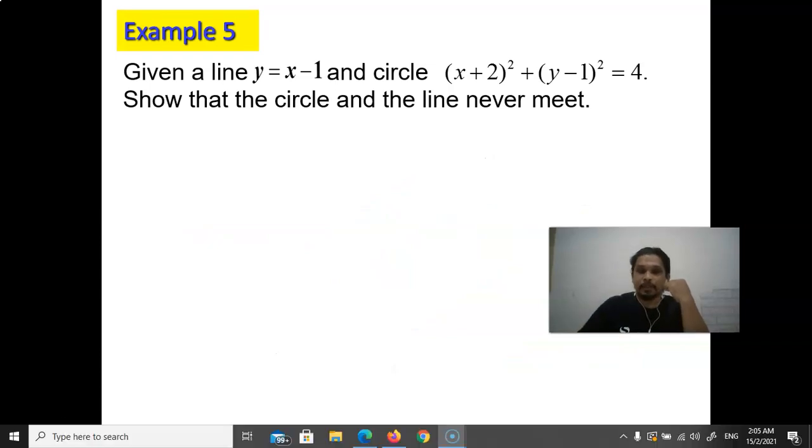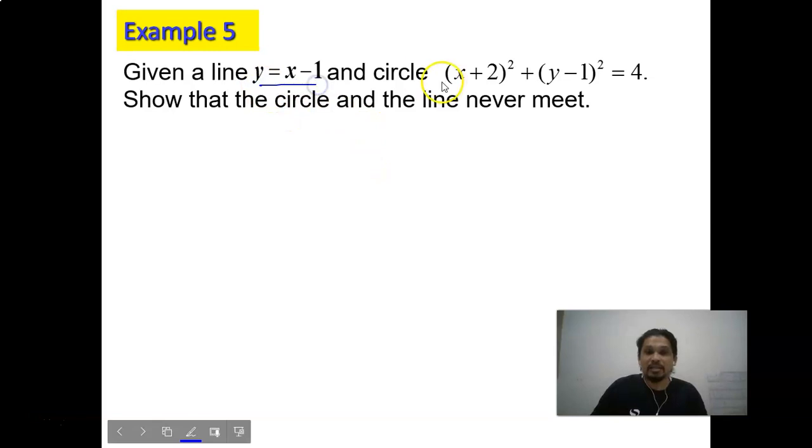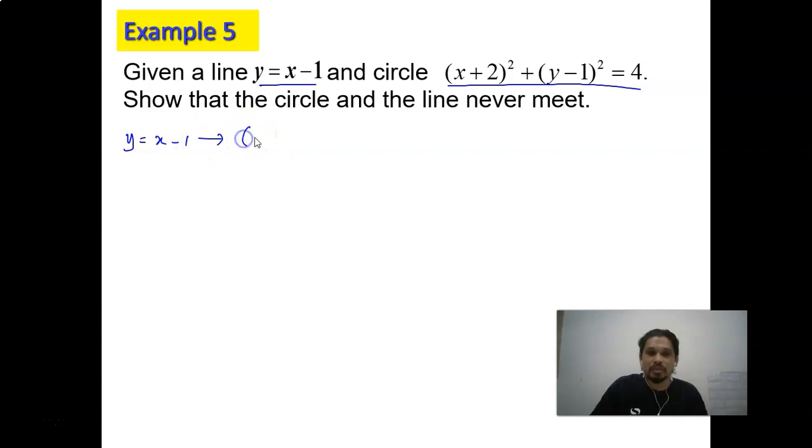Okay. Given a line y equals x minus 1 and a circle, show that the circle and line never meet. Okay, from here we substitute. From this line and the circle given here, we substitute the line y equal to x minus 1 into the equation of the circle, x plus 2 squared plus y minus 1 squared equal to 4.